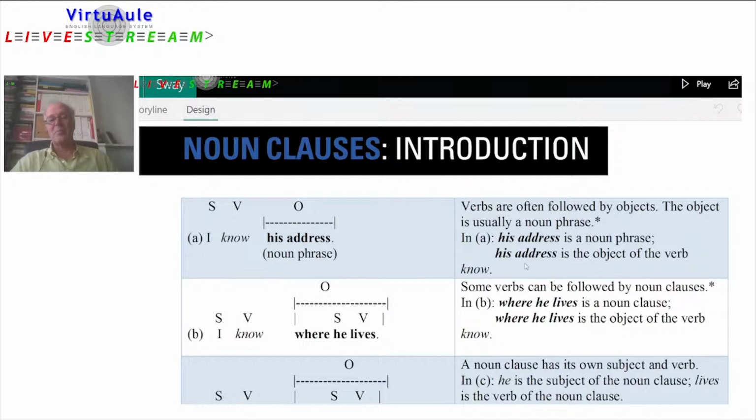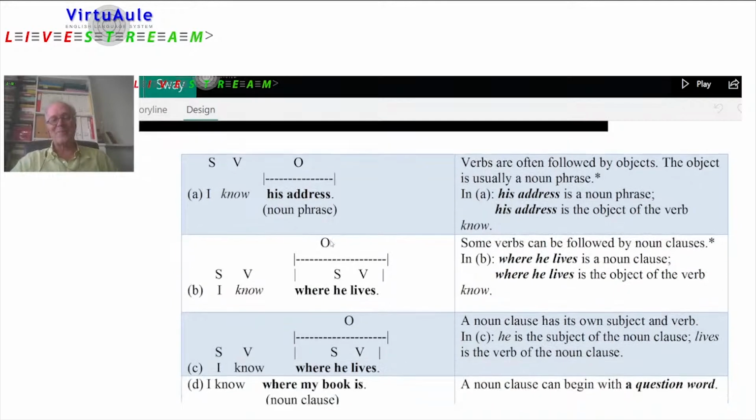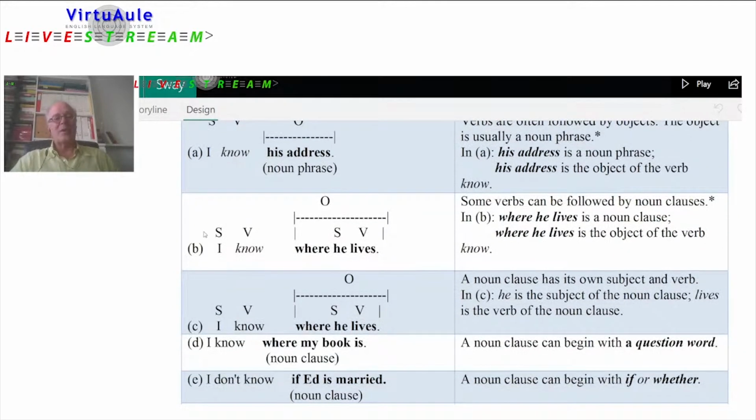It's the object of the verb know. What do I know? I know his address. B: Subject I, verb know, object where he lives. Some verbs can be followed by noun clauses. In B, where he lives is a noun clause. He is a new subject. Lives is a new verb. We have two subjects, two verbs in the same sentence. Where he lives is the object of the verb to know. What do I know? I know where he lives.